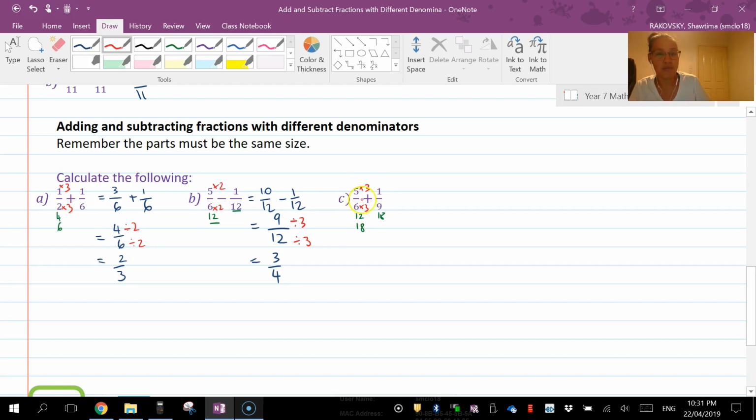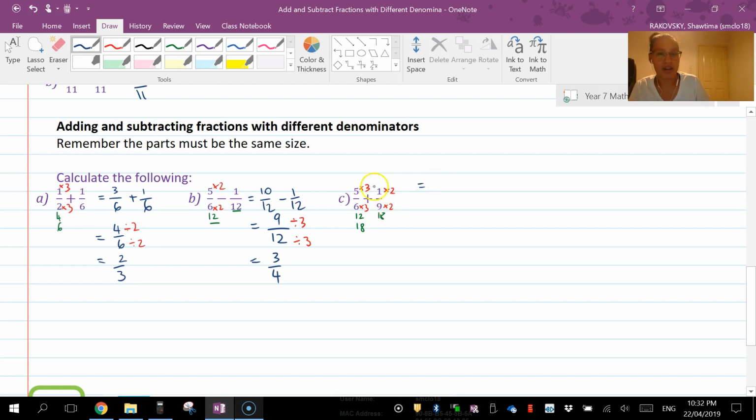What do I do to the bottom? My one here is going to be 2. What I do to the bottom, I must do to the top. Now you'll notice that this fraction is being multiplied by something different to this fraction. And most likely, most of the time, that would be the case. If you're multiplying both of those numbers by the same number, you'll end up still having different denominators.